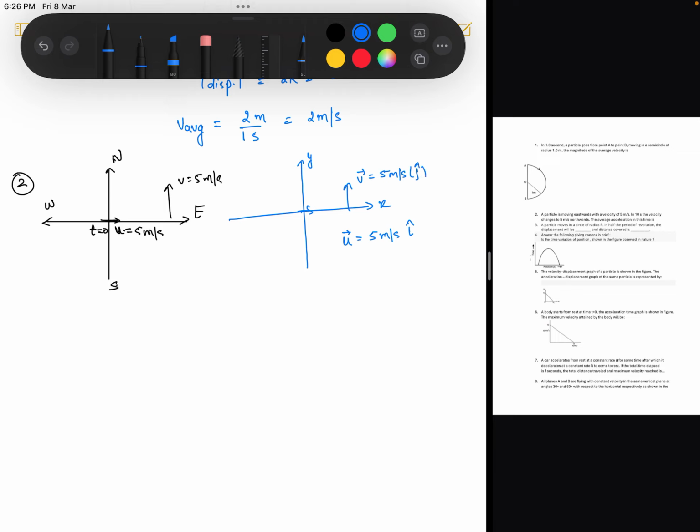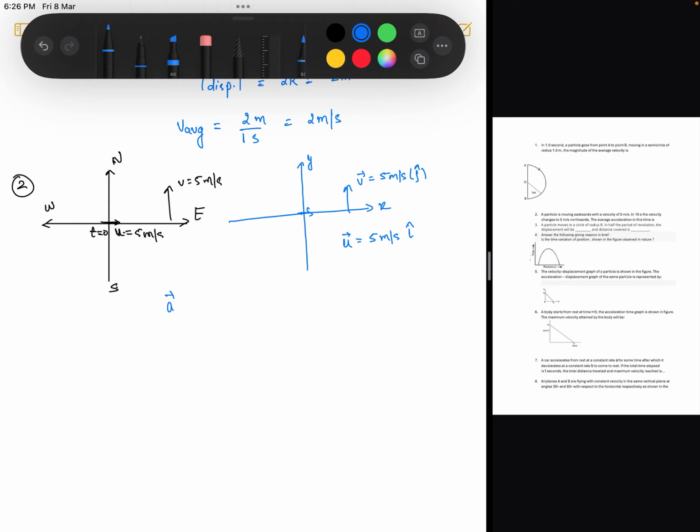Now the average acceleration vector is defined as the final velocity vector minus the initial velocity vector over the total time taken, net time. Okay, so here our v final is 5 j cap and v initial is 5 i cap, divided by t is equal to 10 seconds, that is 10.